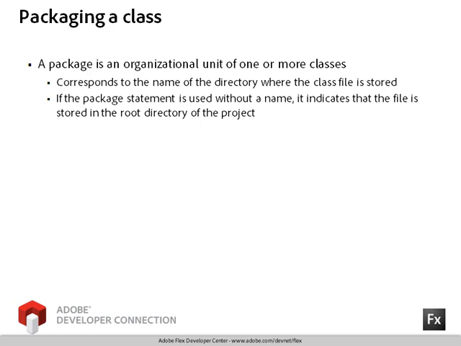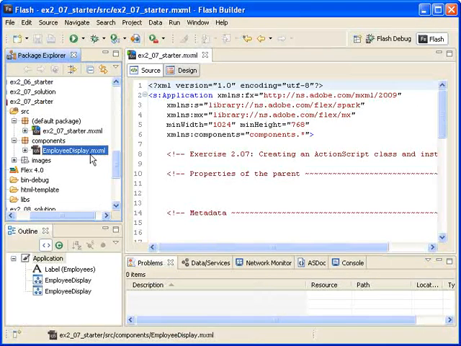In this current example, I have stored the EmployeeDisplay.mxml file in a directory called Components. The package for the EmployeeDisplay class file starts at the src folder and then includes any subfolders in the chain before it reaches the file. Each directory is separated by a period. In this case, the package is just Components.